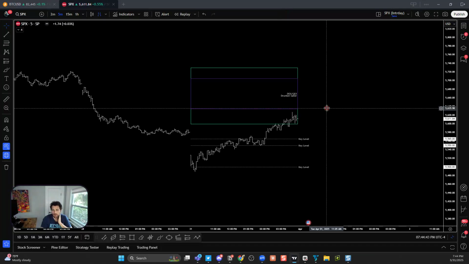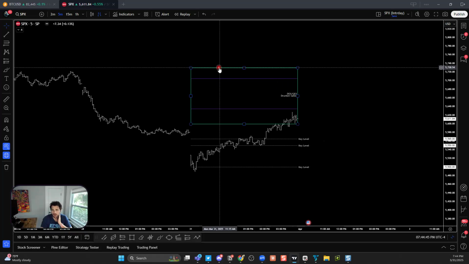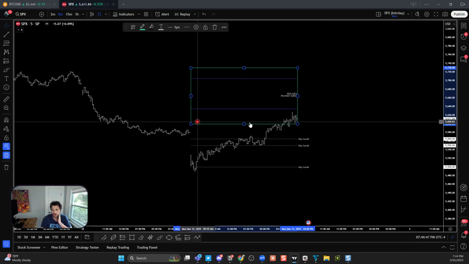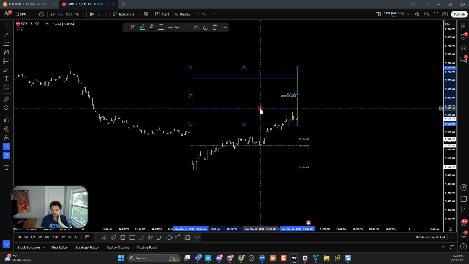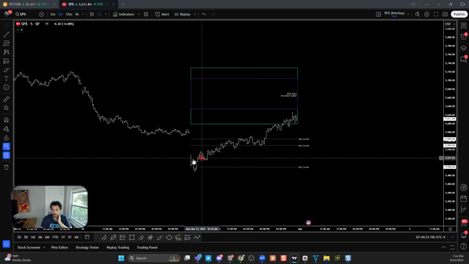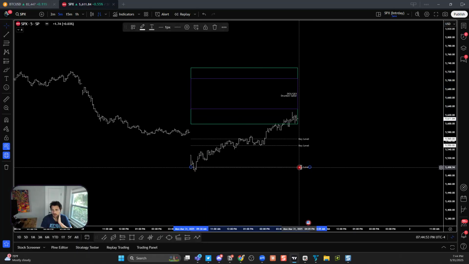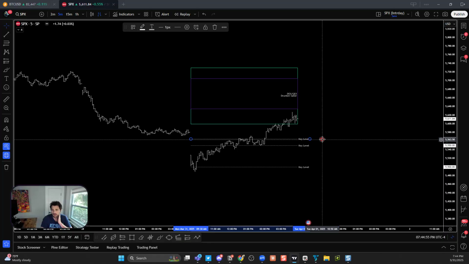So here are those levels visualized on the price chart. So we have the drunken sailor range, which is this teal box. We have the DEX transition zone, which is the purple box. You can see we gapped way below that. This key level right here, this is the 5,500. 5,565 was this key level.